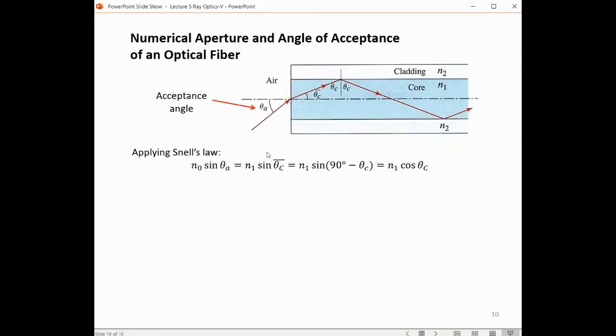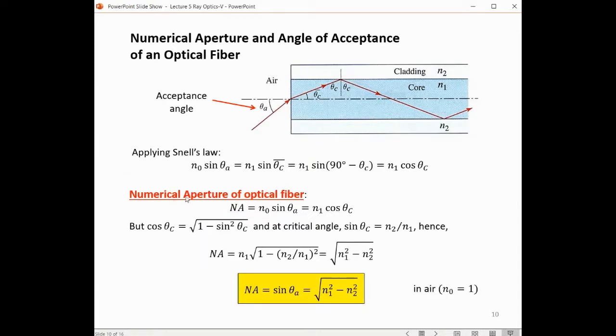The angle of acceptance of an optical fiber is defined over here. That would be the angle that defines the cone of light entering the fiber that will be propagated to the other end of the fiber. Applying Snell's law at this interface here, we have N0 sine theta A equals N1 sine theta C bar. Theta C bar is equal to 90 minus theta C. So therefore, this will be written as N1 cosine theta C.